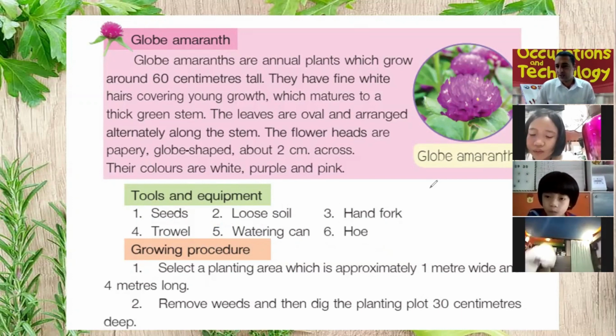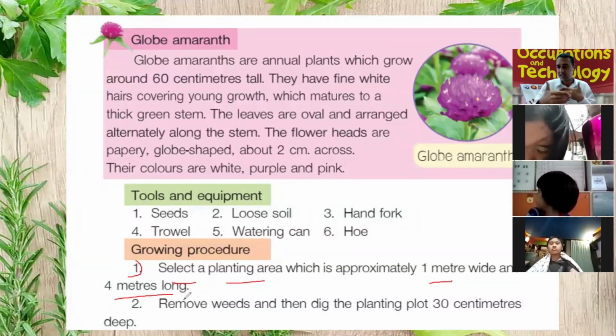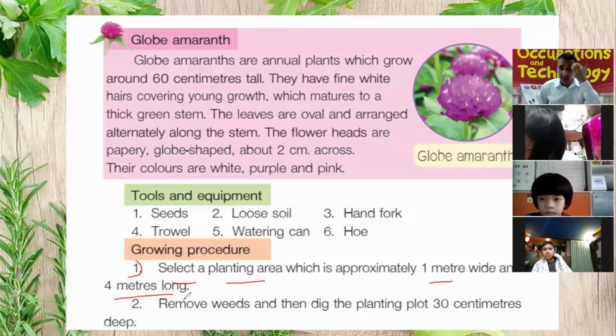So what is the procedure? How are we going to start? First of all, we have to select a planting area which is approximately 1 meter wide and 4 meters long in our garden or anywhere else where we would like to plant. We have to make sure the area is 1 meter wide and 4 meters long. So that's the area we require first.